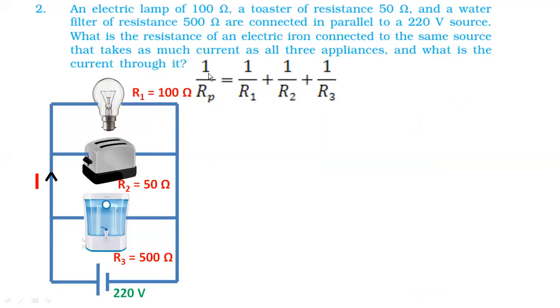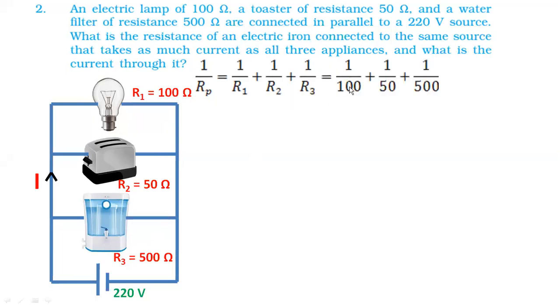1 by Rp is what? 1 by R1 plus 1 by R2 plus 1 by R3. Let me put those values. We have all these values, right? So let me put 100, 50 and 500. 100, 50 and 500 that we have, we can put it here. What is the next step?